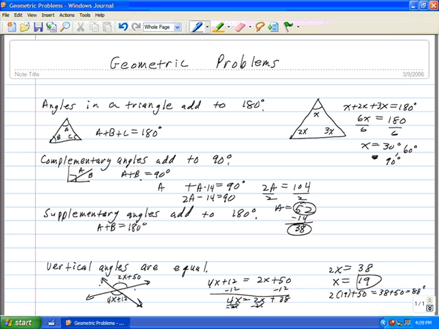So those are some examples of the geometry problems you're going to face. Angles in a triangle, complementary angles, supplementary angles, and vertical angles. And one last reminder is that a rectangle, or for that matter, a parallelogram, in both of those figures, the angles, all four of them, are going to add up to be 360 degrees. So if you're given variable representations for each angle, you simply have to add those four angles, set it equal to 360, and you should be able to solve your equation based on that.